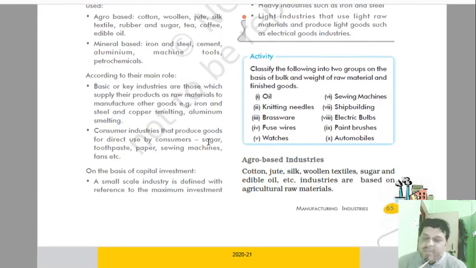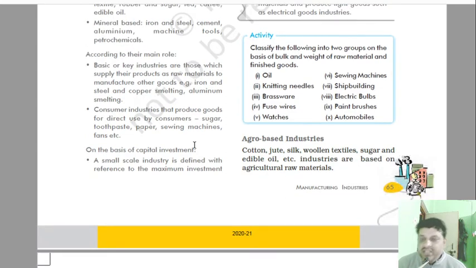Consumer industries produce goods for direct use by the consumer, like sugar, toothpaste, paper, sewing machines, fans. So the consumer industries are those industries whose products directly reach the consumer's hands and are directly used. But in basic industry, the products don't go directly into the hands of consumers. They first go to other industries and then are converted into usable items. So the product made in the industry determines whether it is a basic industry or a consumer industry.